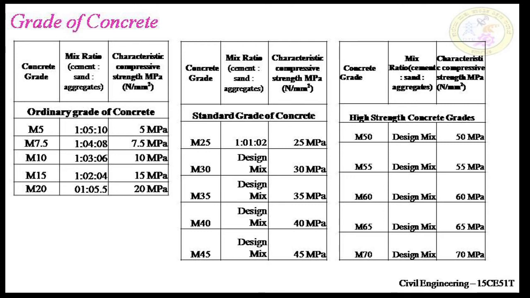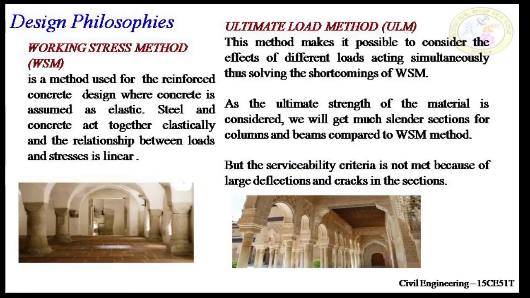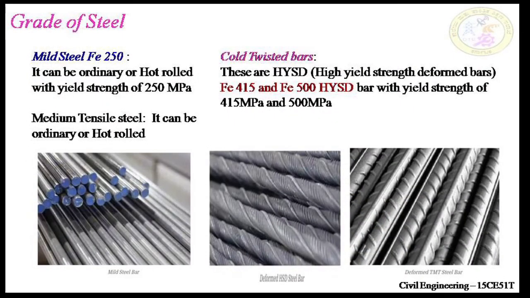Similarly, the standard grade of concrete starts from M25 to M45. High strength concrete is from M50 to M70. Similarly, grade of steel is given as per IS code, such as mild steel Fe250, cold twisted bars, that is high yield strength deformed bars. The yield strength of mild steel is 250 MPa. Similarly, the yield strength of cold twisted bars is 415 MPa and 500 MPa. These are the different shapes of the bars.